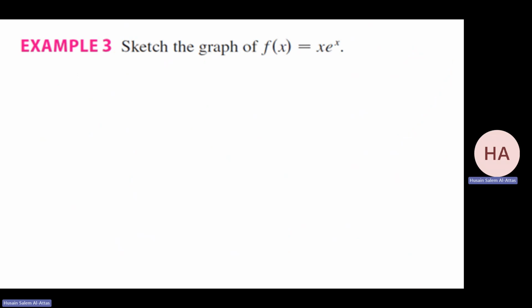Other functions. As you can see, each function has its specialty, so we need to work all of these things. So what's the domain? The domain here is R. No restriction in x. X can be any value.